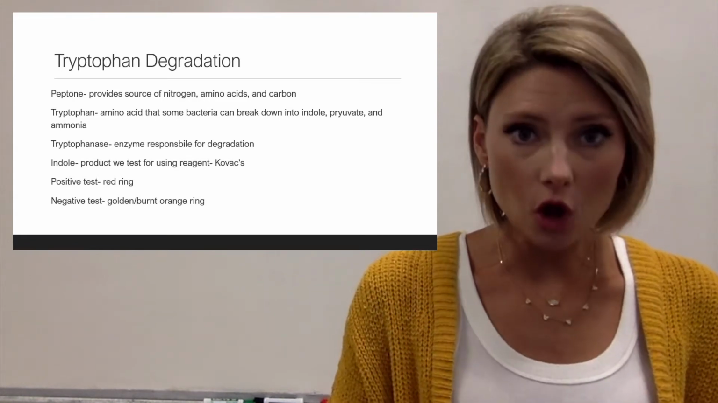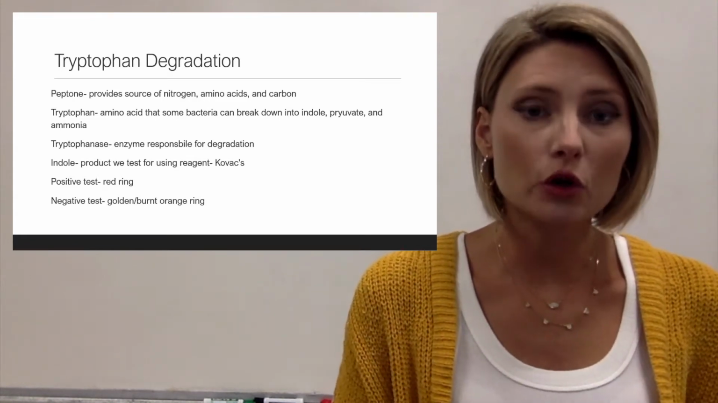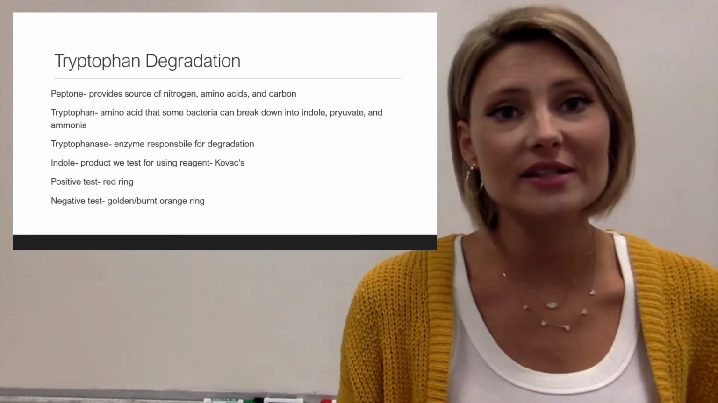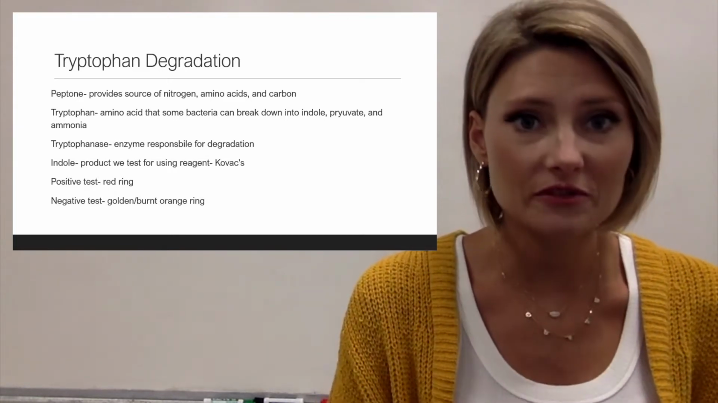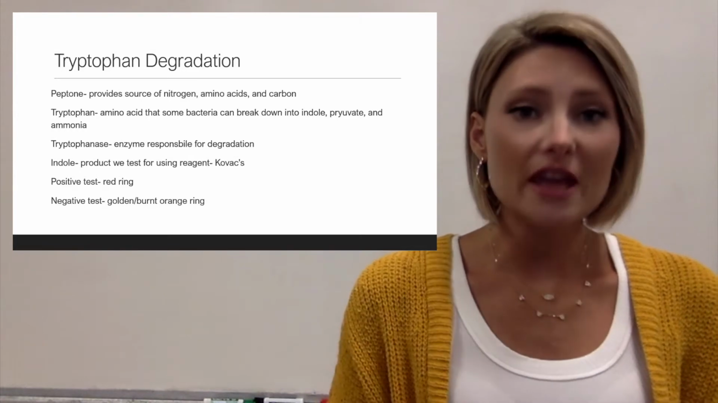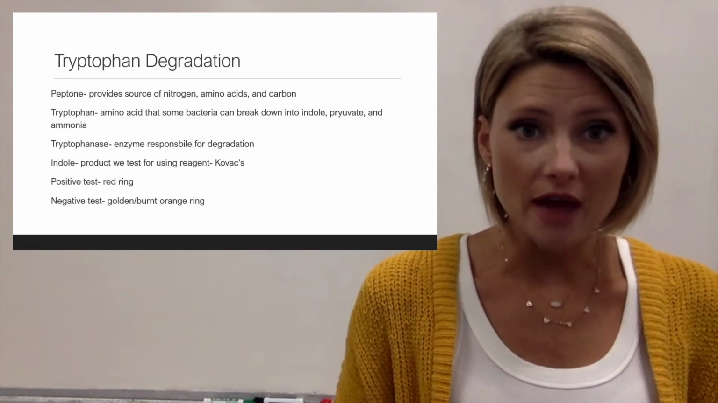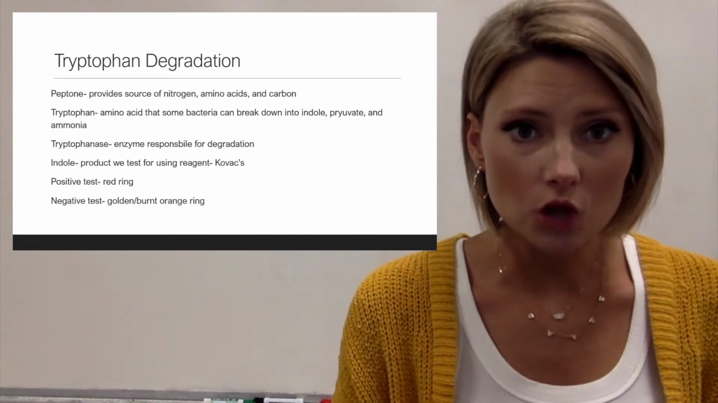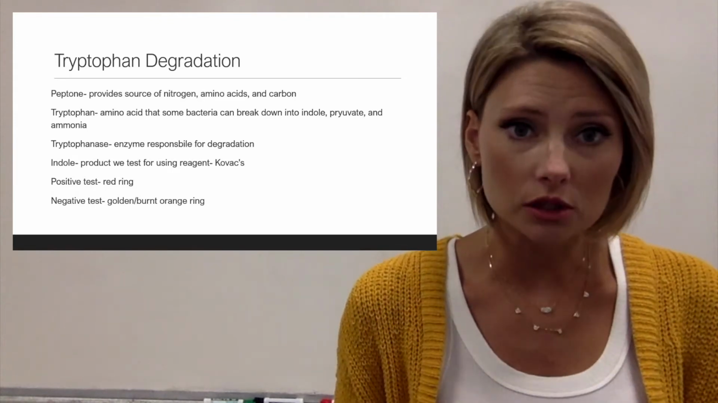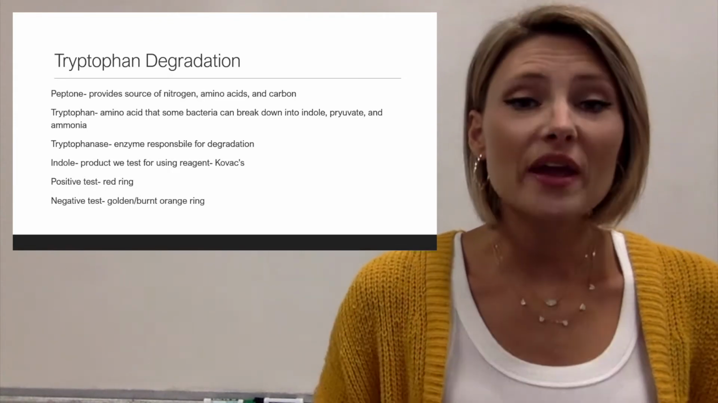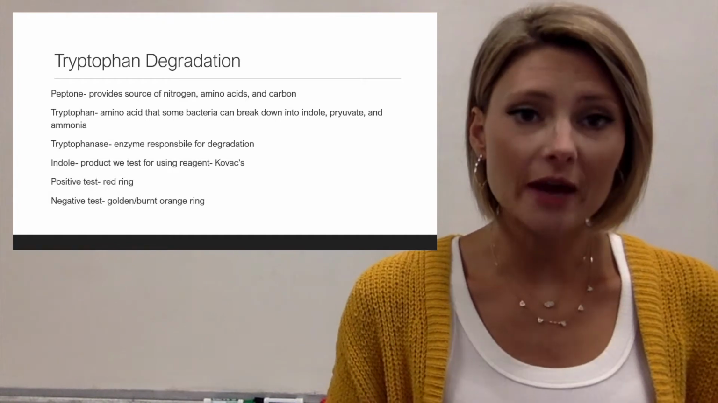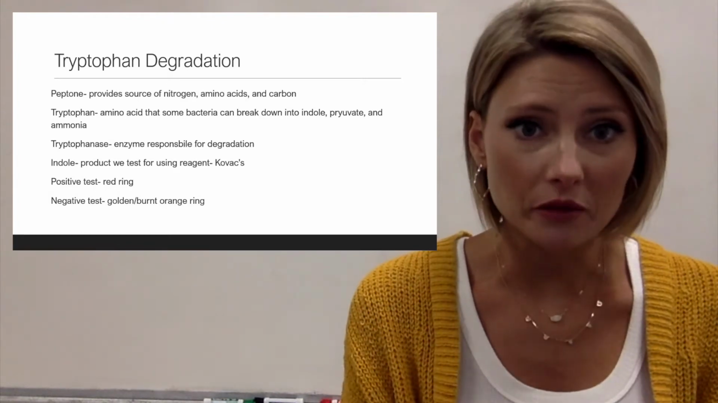Now, indole is the product that we are going to test for to see if our bacteria had the ability to break down the tryptophan. The reagent that we're going to add is called Kovacs. So Kovacs reacts with indole and gives you a red color when indole is present. So if our bacteria can break down tryptophan, we add the Kovacs, we're going to get a red ring.